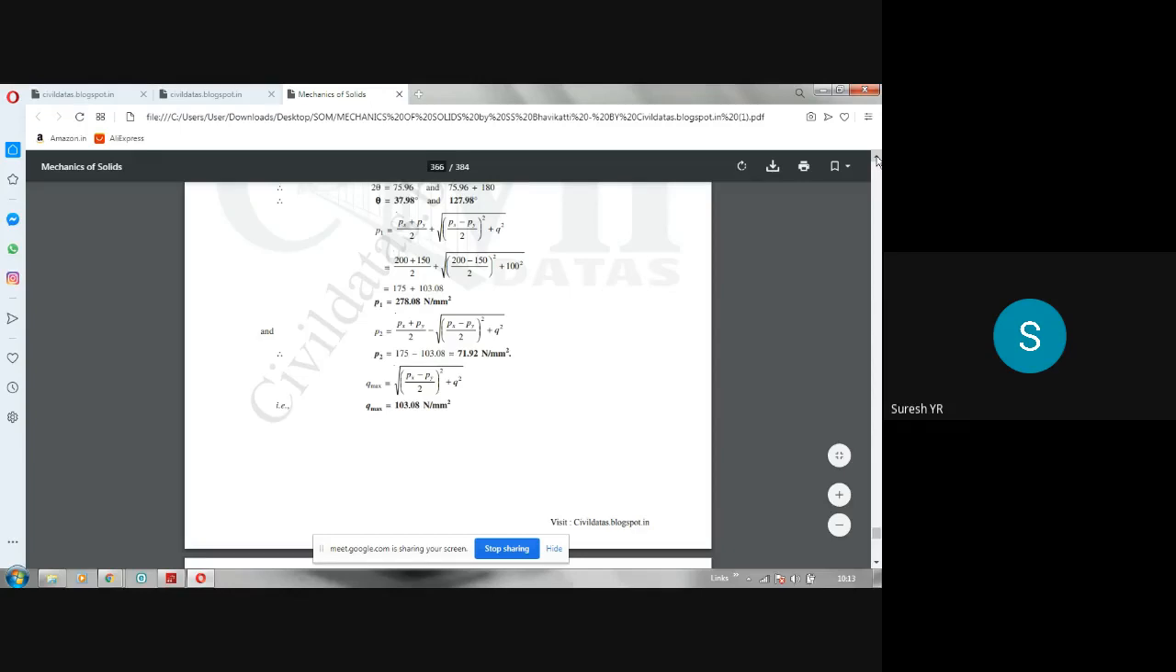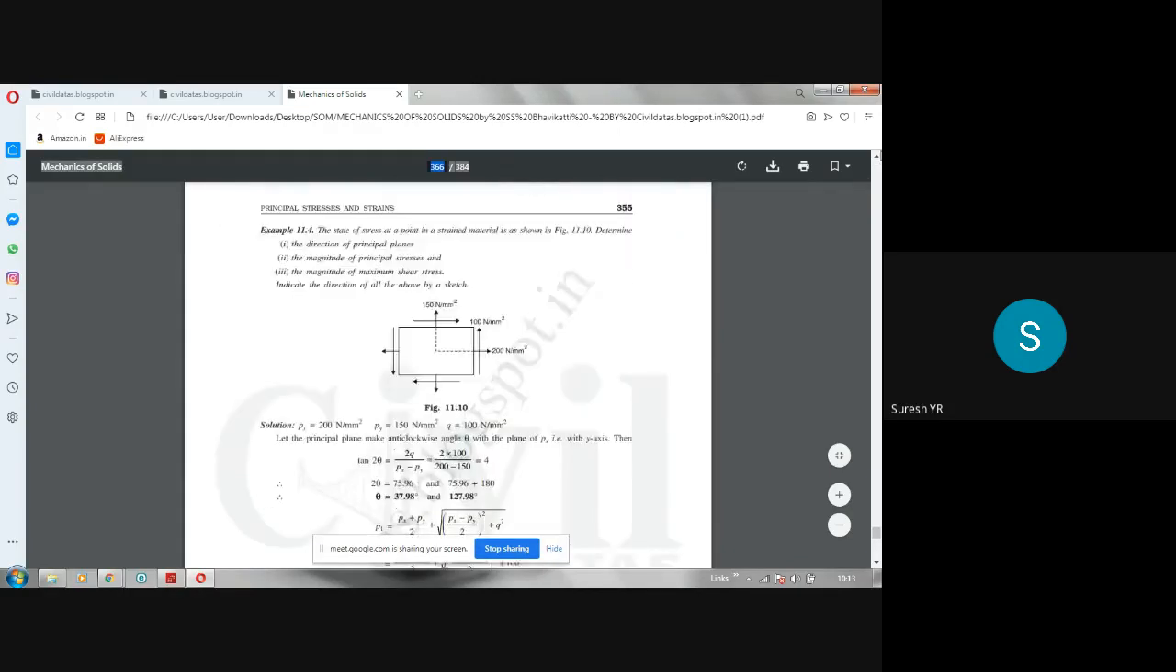What is the load at failure, or the maximum load that the material can take? That type of problem I had also explained. On any two mutually perpendicular planes, the sum of the normal stresses is always constant. That is, Pn plus Pn dash is equal to Px plus Py. Those things I explained today.